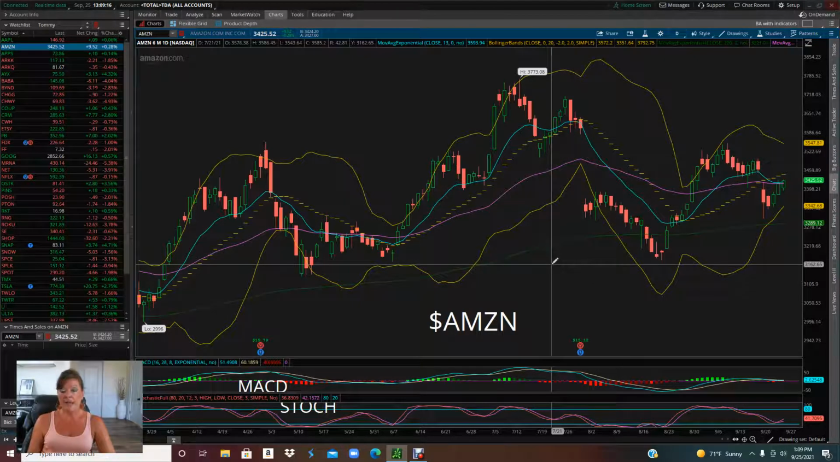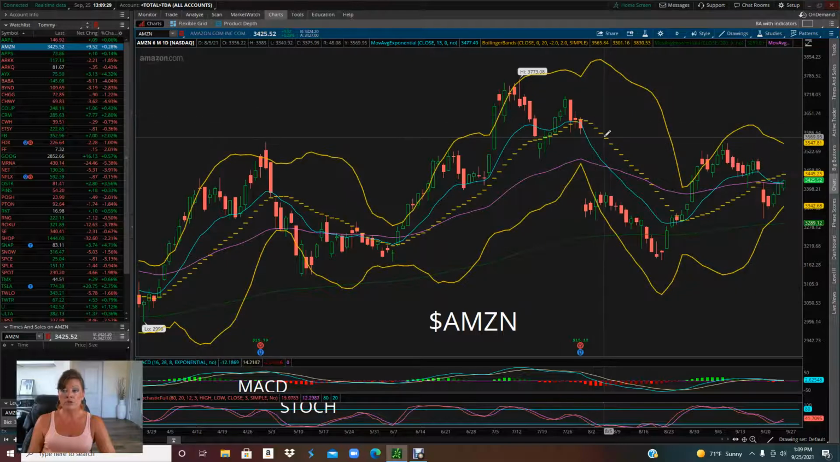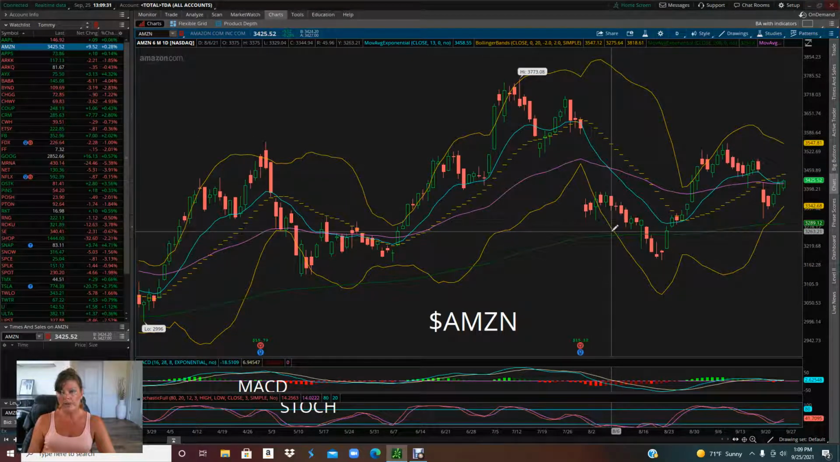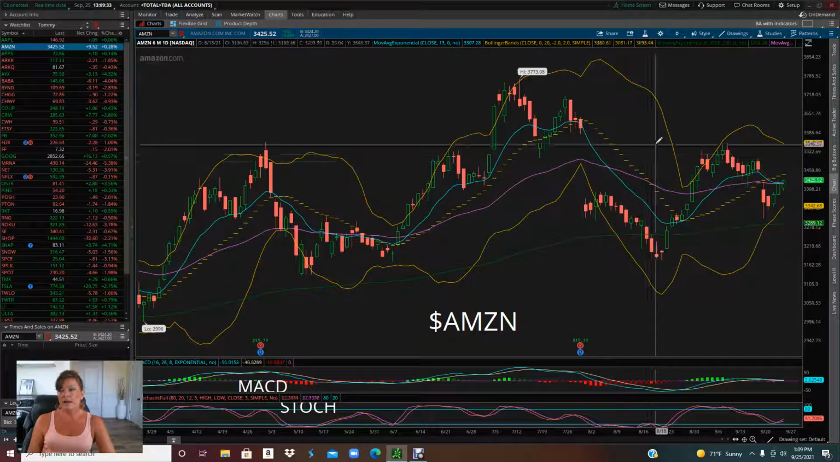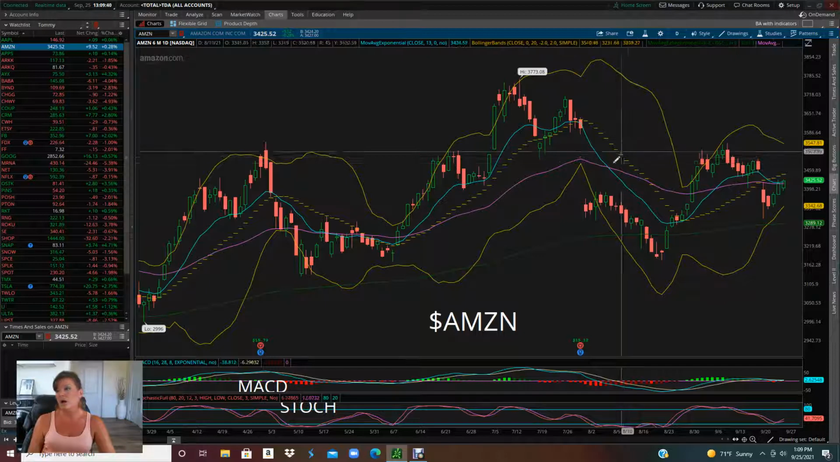I'm looking at the Amazon 1 day 6 month chart. And when it comes to Bollinger Bands, you have your upper Bollinger Band, you have a mid Bollinger Band, you have a lower Bollinger Band. And you probably didn't know this, but actually the mid Bollinger Band is your 20-day simple moving average.